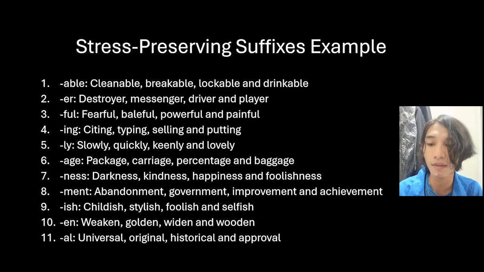The first is able: cleanable, breakable, lockable, and drinkable. Second is er: destroyer, messenger, driver, and player. The third is full: fearful, baleful, powerful, and painful. The fourth is ing: citing, typing, selling, and putting. Fifth is ly: slowly, quickly, keenly, and lovely. Sixth, age: package, carriage, percentage, and baggage. Seventh, ness: darkness, kindness, happiness, and foolishness.